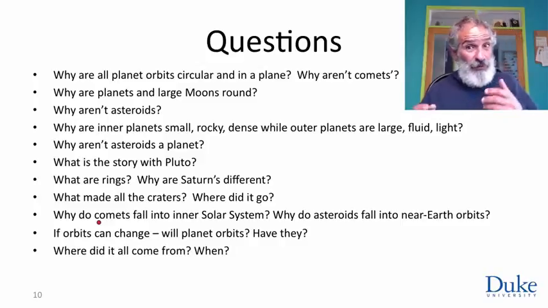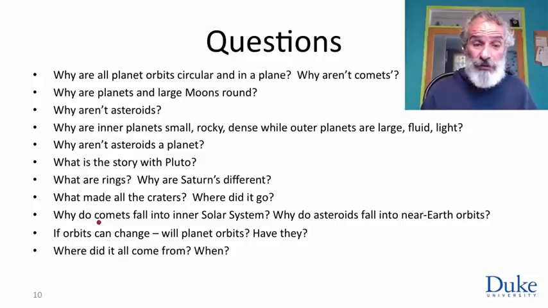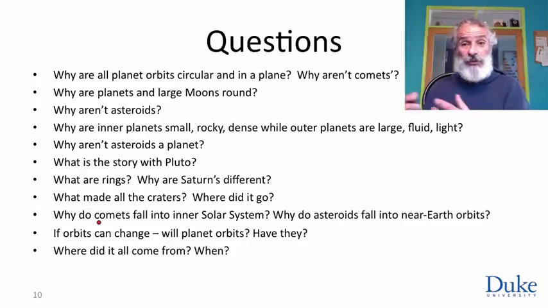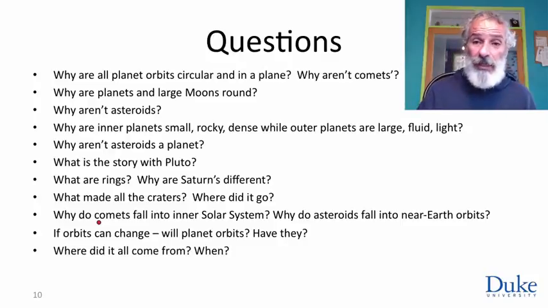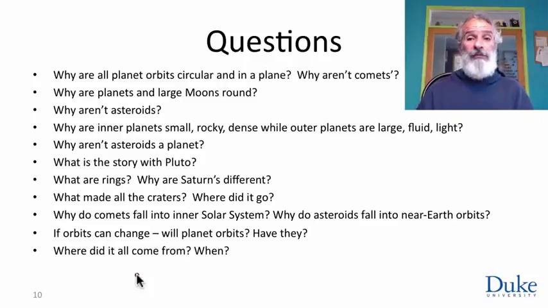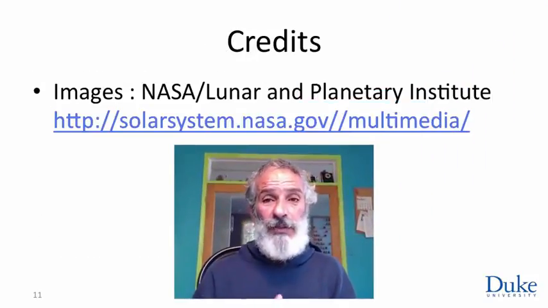And if orbits can change, if something can move from a comfortable orbit out in the Oort cloud and come crashing into the solar system, will the planets' orbits change? Will the solar system remain in its current configuration? Have planetary orbits changed? Was the solar system always the way it is now? And underlying all of this, the question of where did all this come from and when did that happen? And we'll find that starting from the end, in fact, is the way we're going to go. In the next clip, we're going to figure out when it started, and from that we'll try to go on to how it started, and that we'll try to generate as many answers as we can to all of these questions.